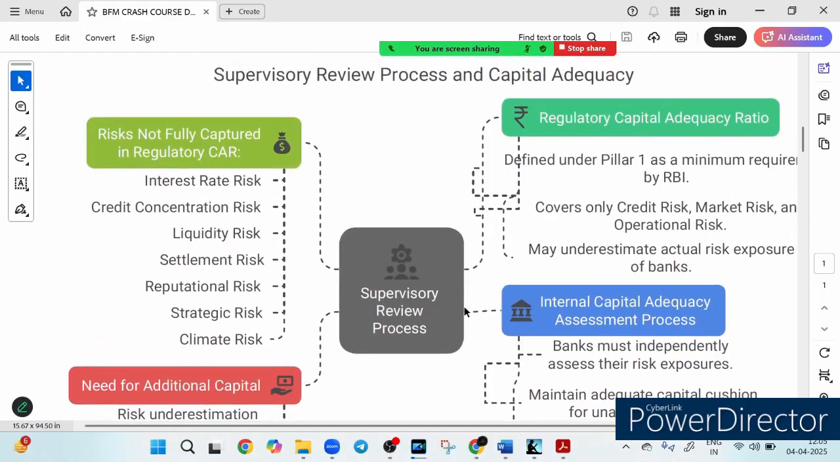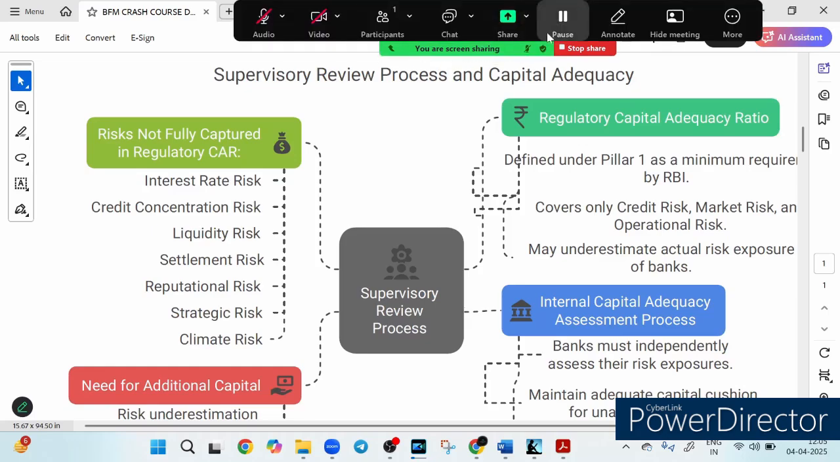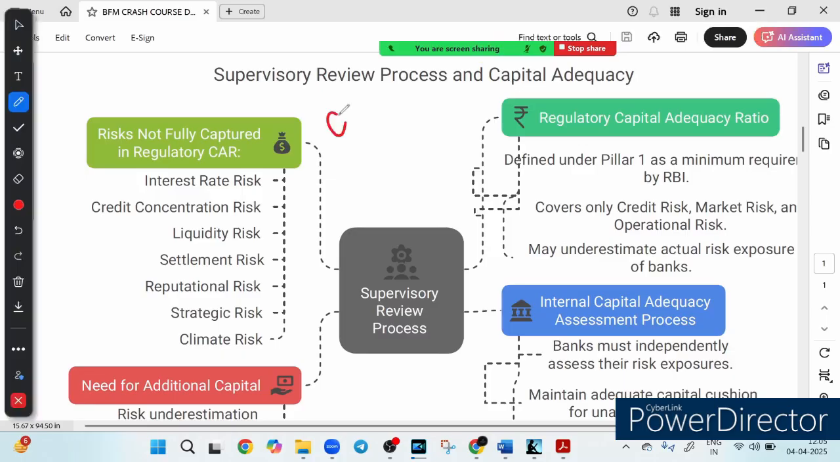Risk is everywhere in banking, but how do banks ensure that they have enough capital to survive uncertainty? The answer is SRP, the supervisory review process. It is a crucial pillar of the Basel framework that keeps the financial system strong and stable. So let's break it down.